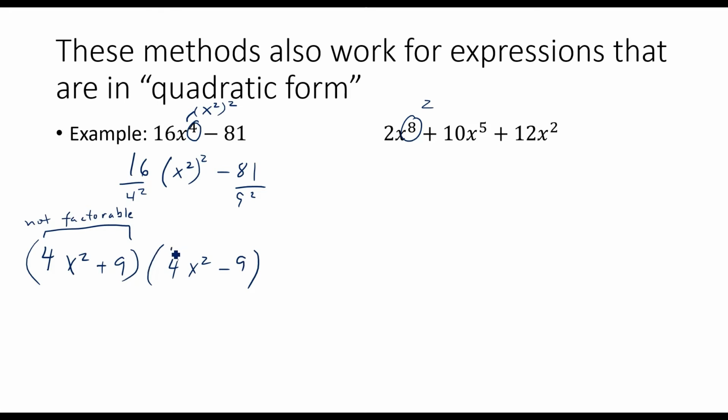But then we have this one. We have the difference of 2 squares. We have 4x squared minus 9. I recognize that 4 and I recognize that 9. Look at that, 2 squared, 3 squared. I know that I can factor this. Factorable.